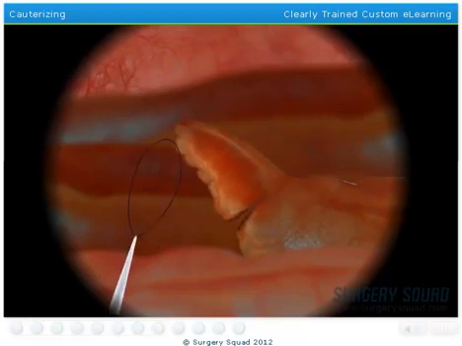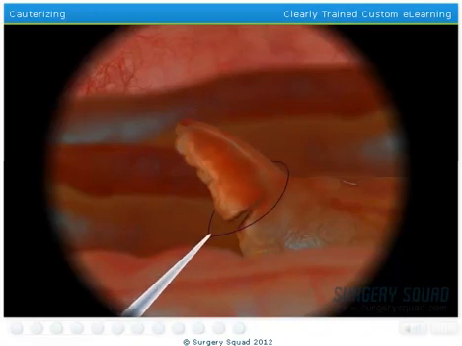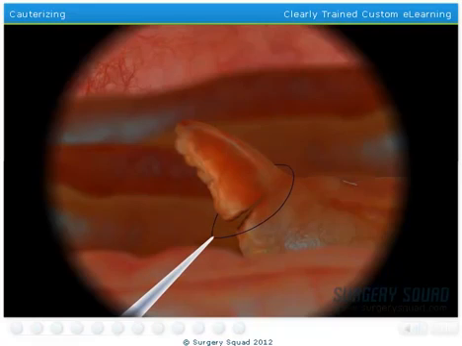The appendix now needs to be lassoed with a detachable snare. Take the detachable snare and slide it over the appendix all the way to the base. Repeat this step 2 more times, placing 2 more loops above the first one.